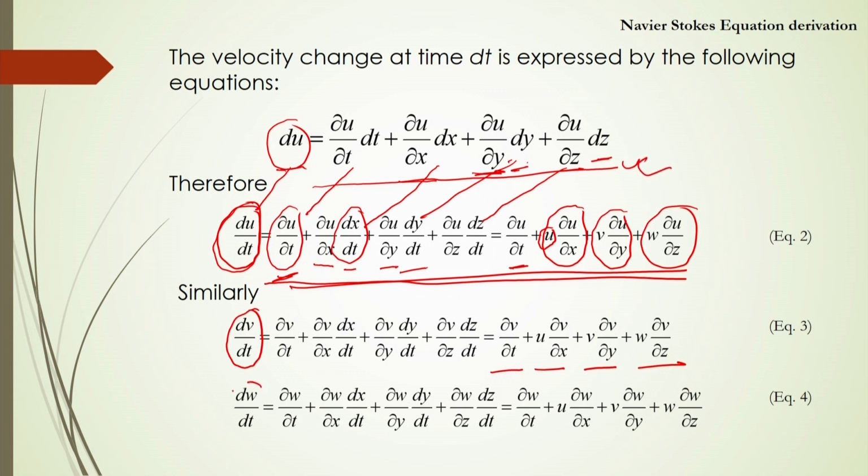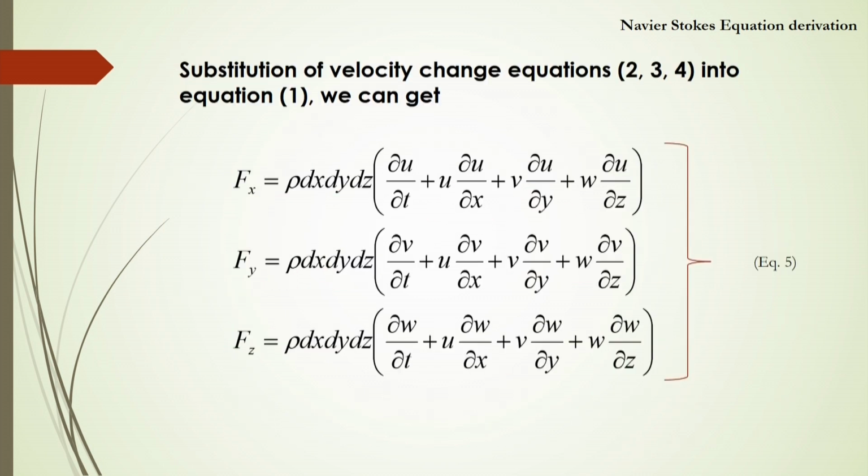Similarly, in the z direction, what will be dw/dt, that means the acceleration in the z direction. That will come as ∂w/∂t plus ∂w/∂x into dx/dt plus ∂w/∂y into dy/dt plus ∂w/∂z into dz/dt, which is equal to ∂w/∂t plus u into ∂w/∂x plus v into ∂w/∂y plus w into ∂w/∂z. So, from equations 2, 3 and 4 you have the representation of acceleration in the x, y and z directions respectively.